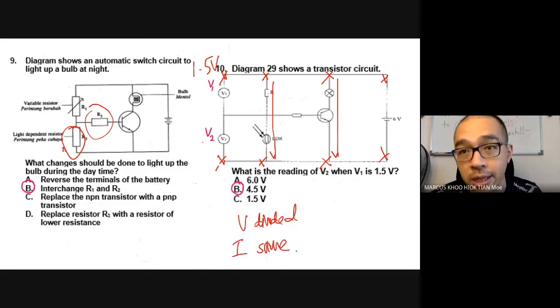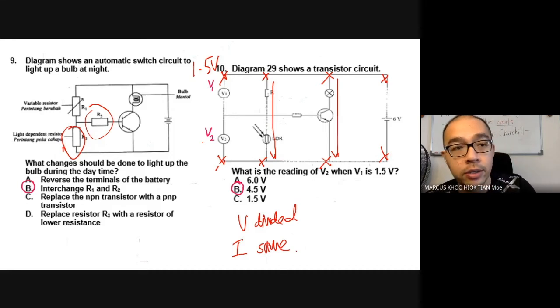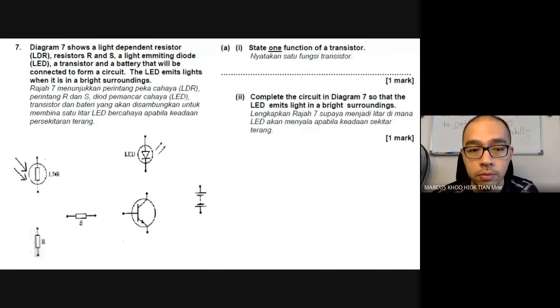So we did this in chapter 3. Just to remind you. Is that all the objective questions there are? Okay, fine. Diagram 7 shows a light dependent resistor, R and S, a transistor, and a battery. Look at what kind of connection this battery has. So strange. The LED emits light when it is in bright surroundings.